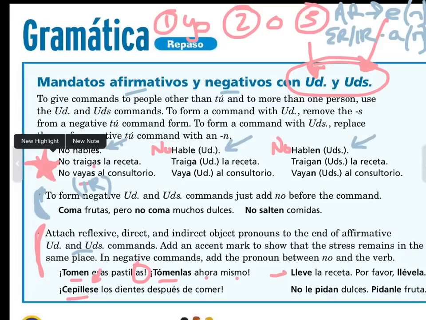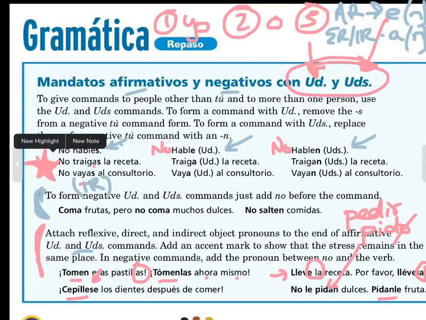Over on this side, lleve comes from llevar. Lleve la receta, por favor, llévela. Bring it. And the la refers to la receta, which is why it's la, because it's feminine. And then no le pidan dulces. Don't ask them for candies. Pidan comes from the verb pedir, which in yo form is pido. And then we drop the O, and we put our an. No le pidan. Don't ask of them dulces, candies.